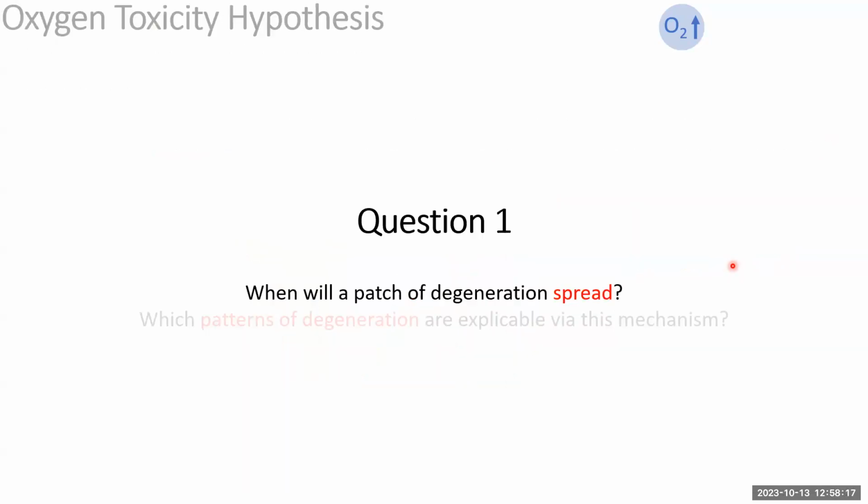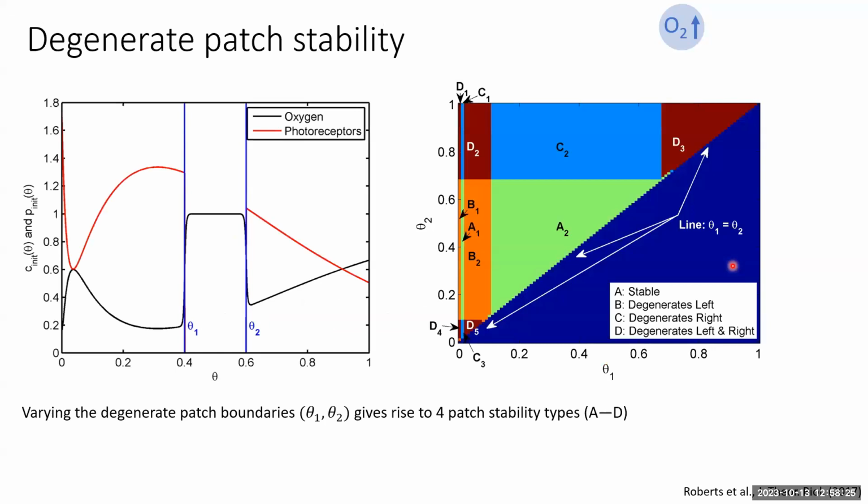So going back to the questions that I posed, the first question is, when will a patch of degeneration spread? To explore that, I'm going to go back to this diagram that I showed you a moment ago, where we've taken out a patch of photoreceptors. Simply put, a patch of degeneration is going to expand if and only if the oxygen concentration on the border of the patch, or one of the two borders of the patch of degeneration, exceeds the hyperoxic threshold. So imagine, for example, that happened on the right-hand boundary here, that the oxygen concentration on this boundary is above the hyperoxic threshold.